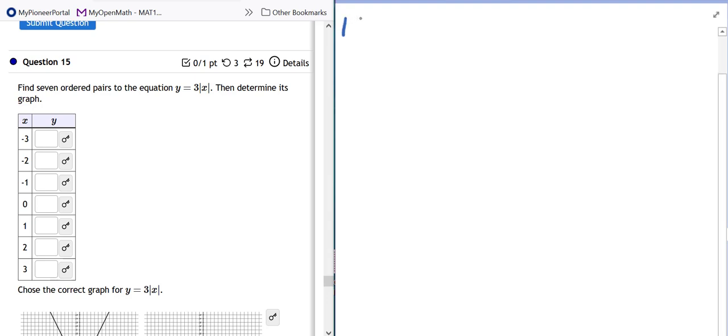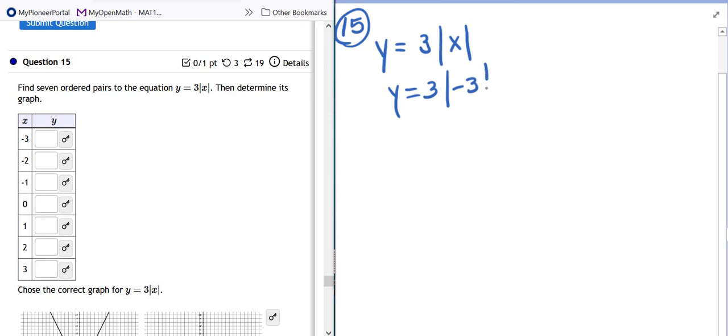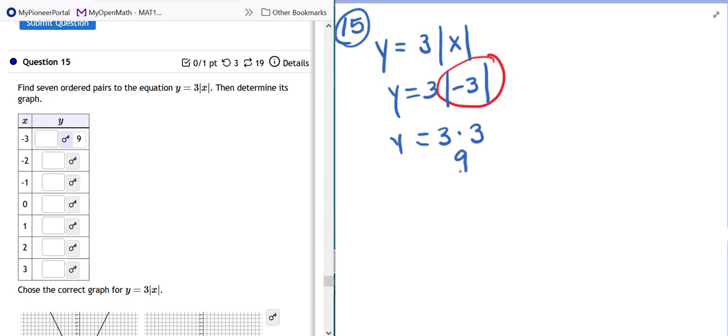All right. Y equals 3 times absolute value of x. So if we do negative 3, we plug in, right? You have to take the absolute, which is positive 3, and 3 times 3 is 9. So your first one there is 9. Notice it turned the negative into positive. Let's put a regular 3 in and see what happens.